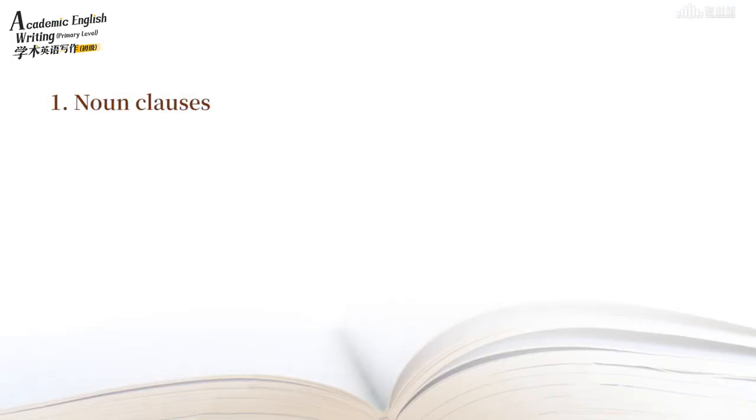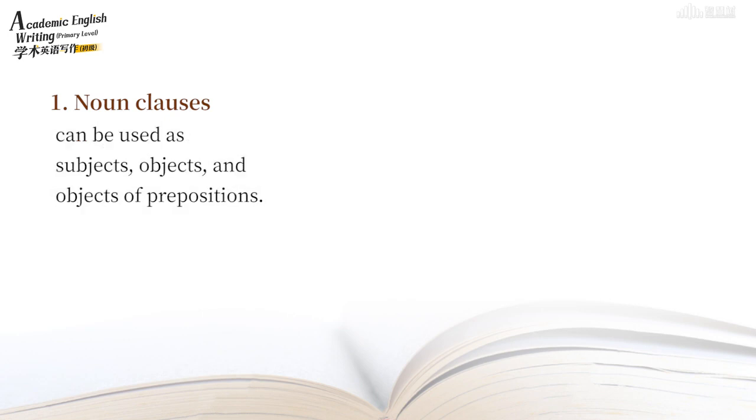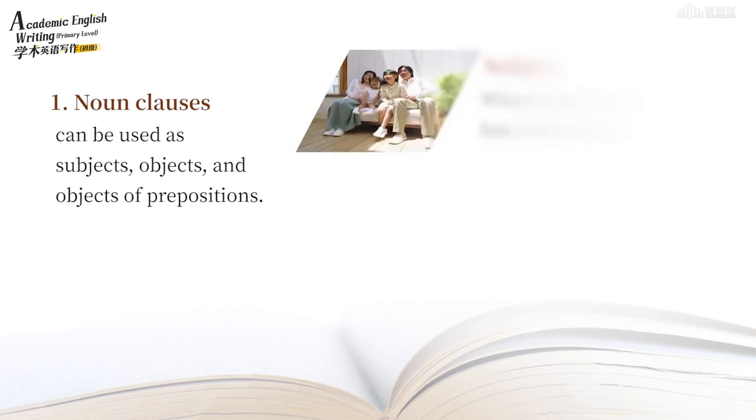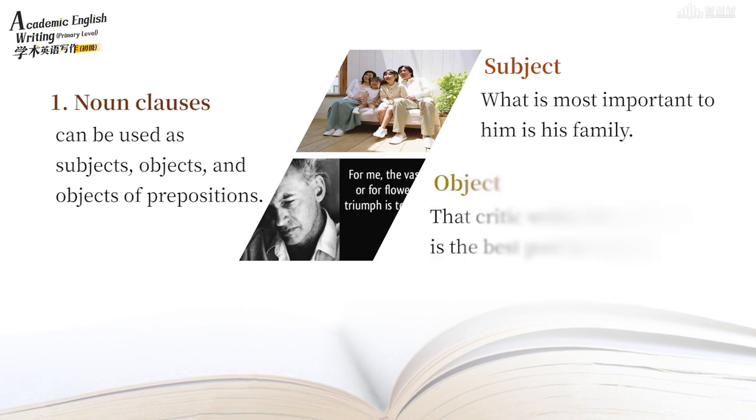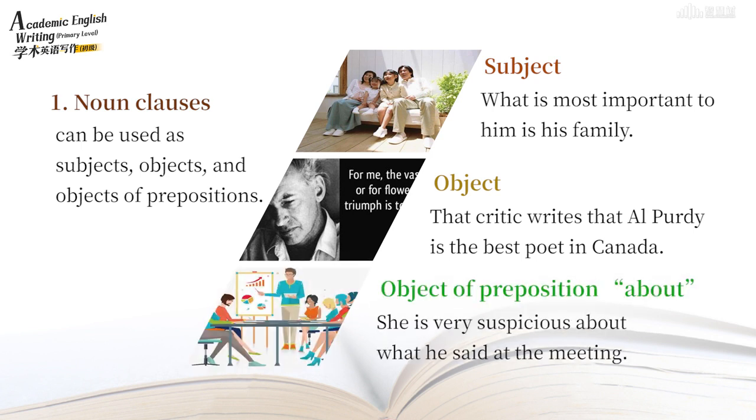1. Noun clauses function as nouns in the sentence, and they can be used as subjects, objects, and objects of prepositions. Look at the following examples. The underlined part in each sentence is a noun clause. What is most important to him is his family. That critic writes that Al Purdy is the best poet in Canada. She's very suspicious about what he said at the meeting.